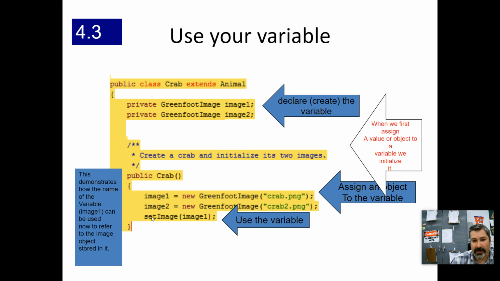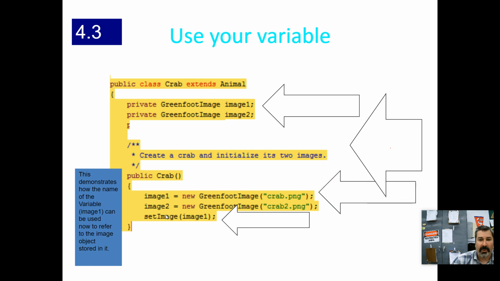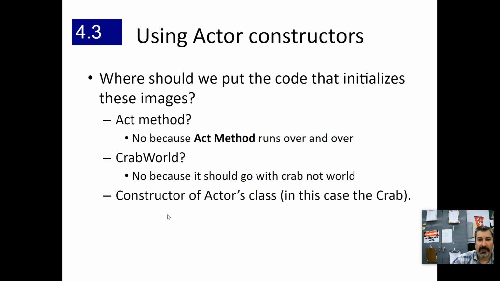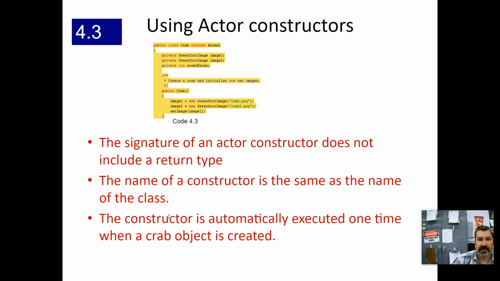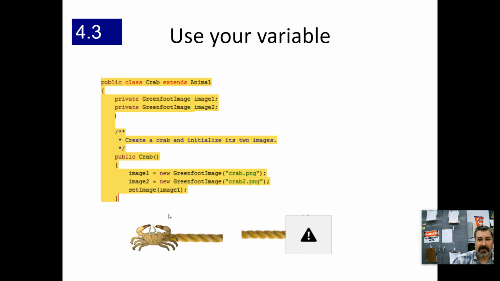And then right here, we're actually using the variable for the first time. So we're saying set image 1. We're actually talking to that variable. This demonstrates how the name of the variable image 1 can be used now to refer to the image object stored in it. So whenever we say image 1, we're talking to, and we'll look at it next, the guy in the box. Okay, so here's what it looks like.